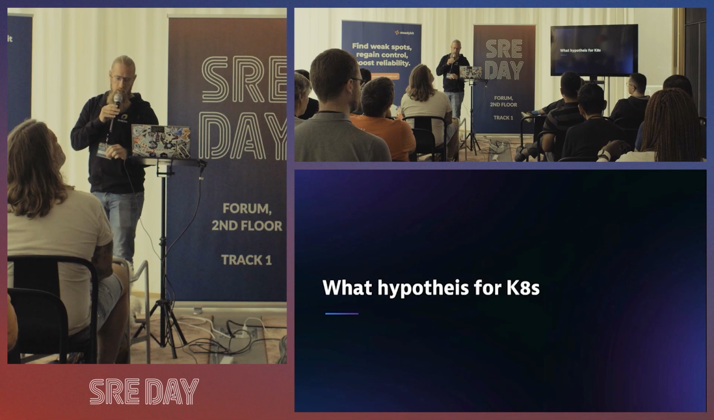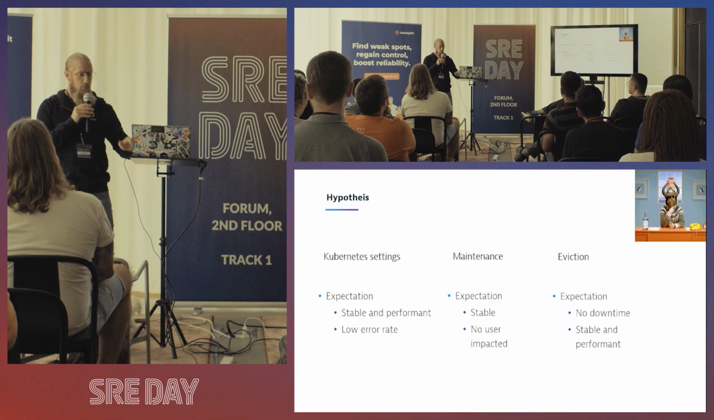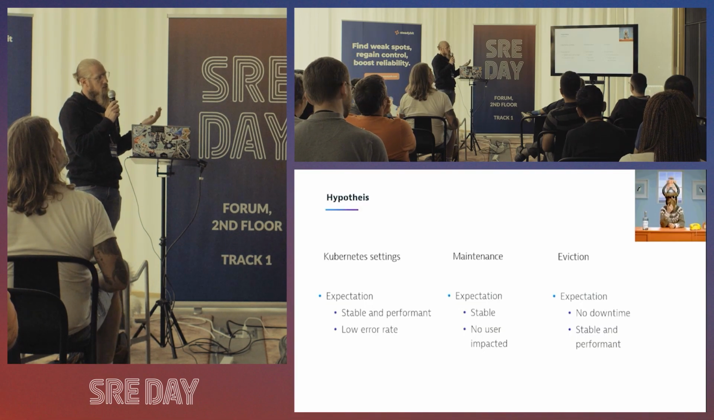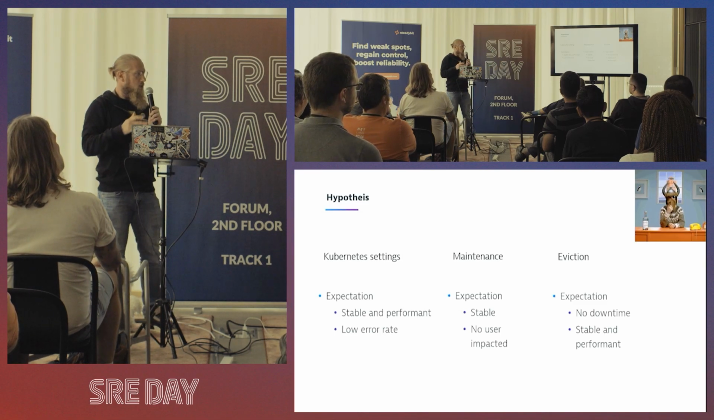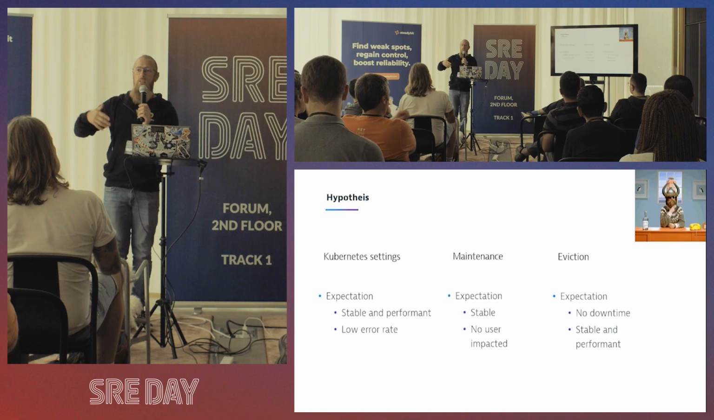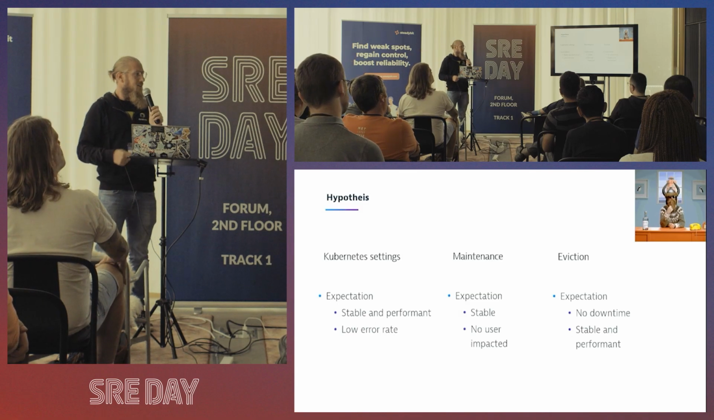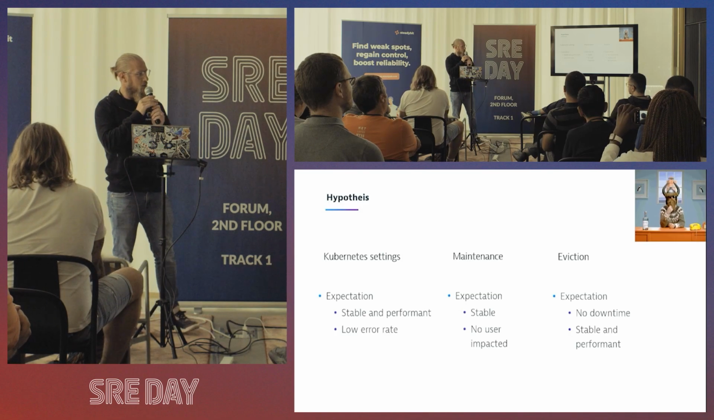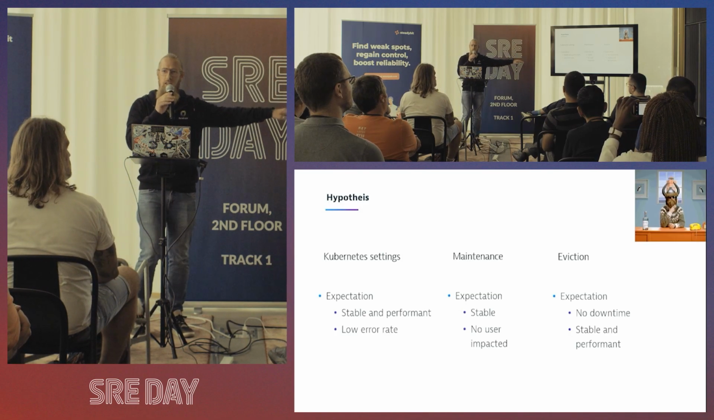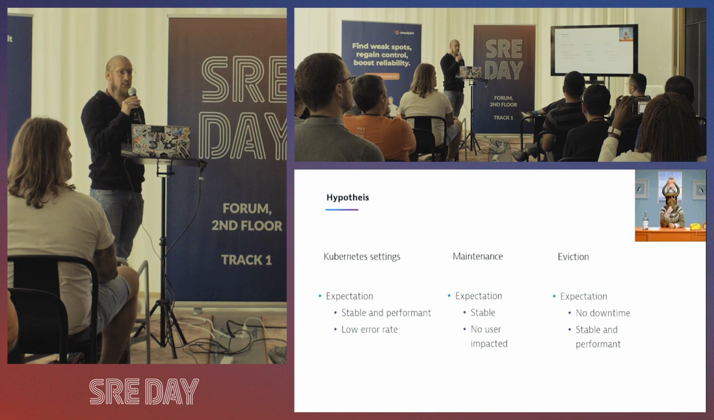So what types of hypothesis can we define for Kubernetes? A couple of them. The first one is Kubernetes settings. We talked about it. If someone defined bad requests and limits, my expectation is my team is just wonderful and awesome. So stable, performant, I never question my team for sure. And a low error rate.